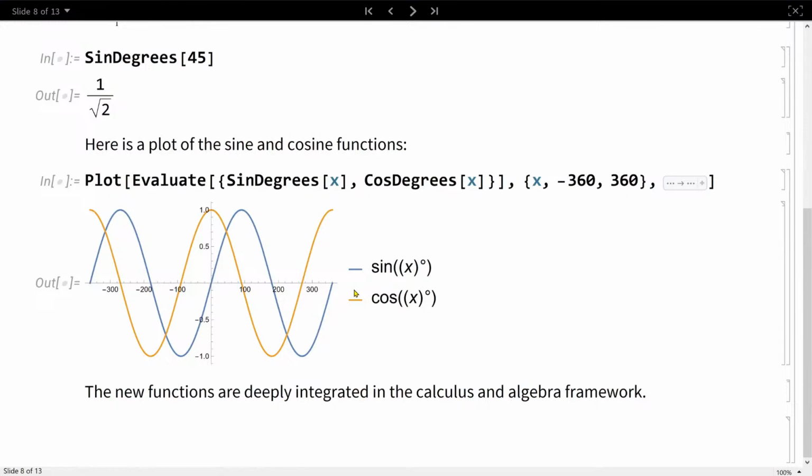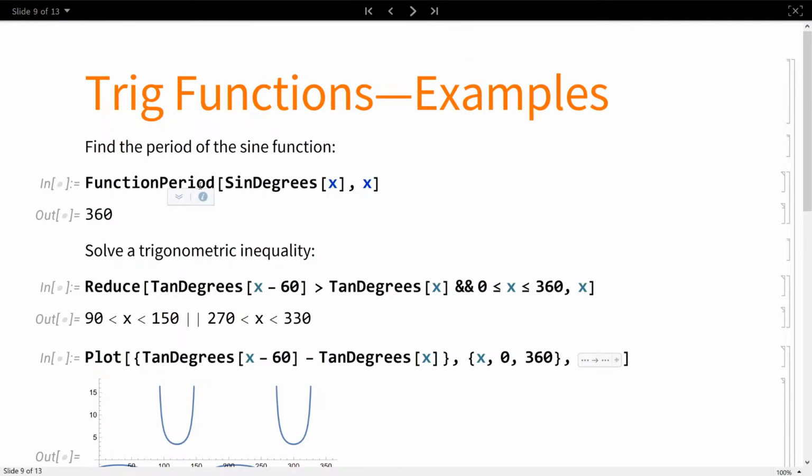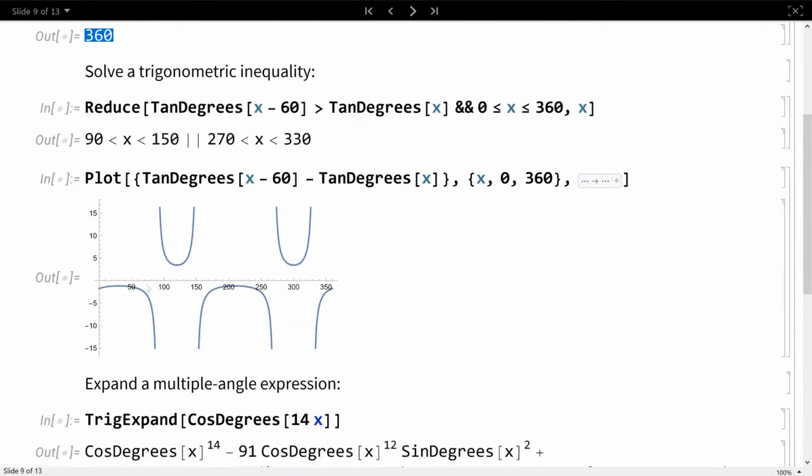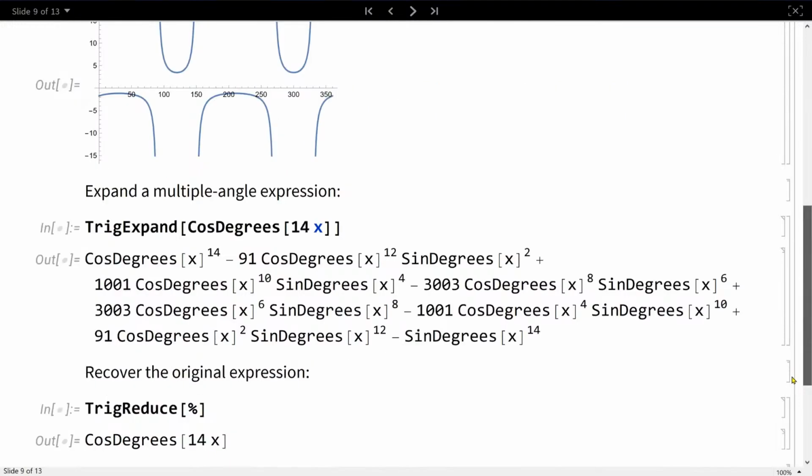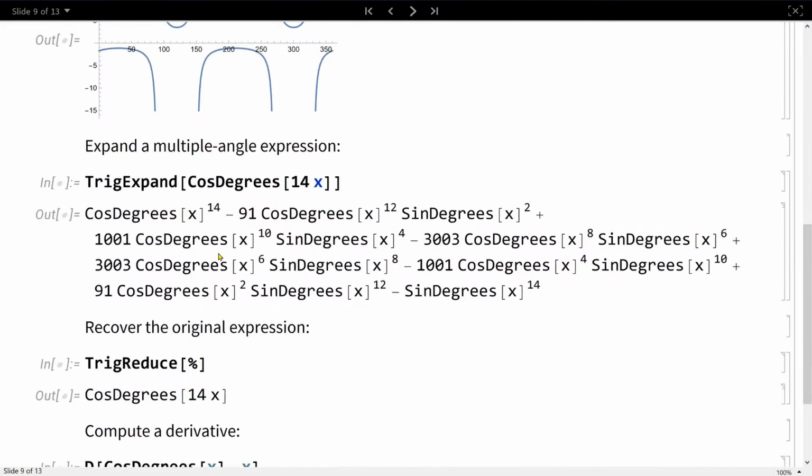Now, the point is that these new functions are quite deeply integrated in the calculus and algebra framework. So some examples for that. You can ask for the FunctionPeriod of SinDegrees, and you get back 360, which is of course correct. You can solve a trigonometric inequality like over here, and the plot tells you that the answer looks correct. Or you can do some other things. You can expand a multiple angle expression like over here using TrigExpand, and then you go the other way using TrigReduce and get back to where you start from.